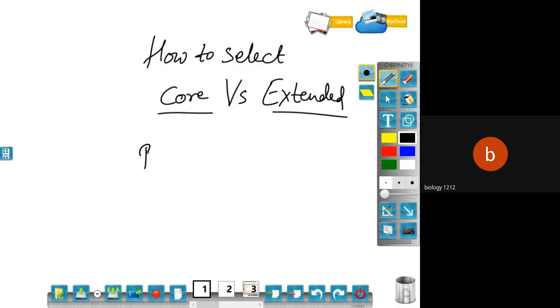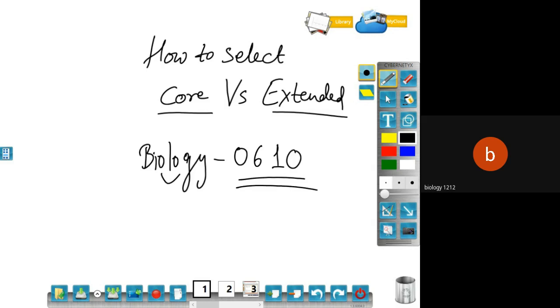For the subject, we are only covering biology, 0610. That's our bio code. Please remember we are going through this topic of how a student should select either core or extended for the biology subject, which has the code 0610. That's for South Asia.